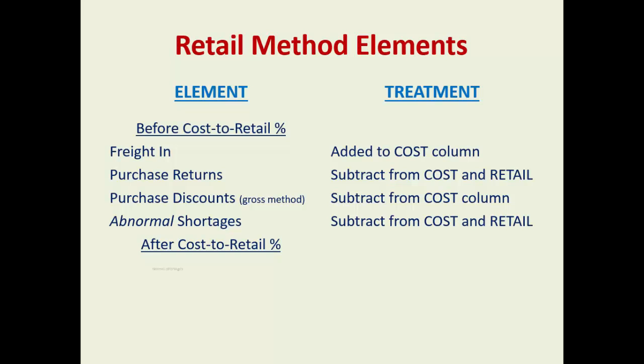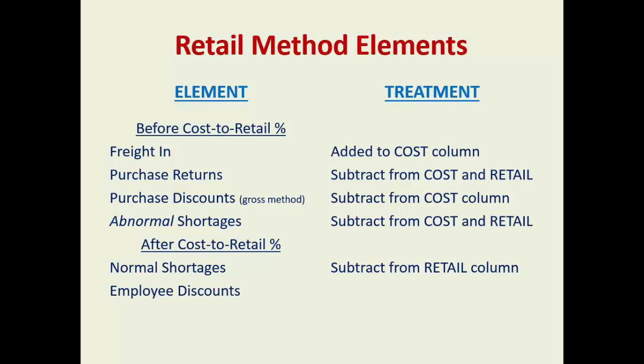And then after the cost to retail percentage is calculated, you subtract from the retail only the normal shortages. Normal is just what you expect to happen. Abnormal would be an amount out of the ordinary. Employee discounts are added to net sales. So this is a page you may want to take notes of. Key is though it's an estimate.